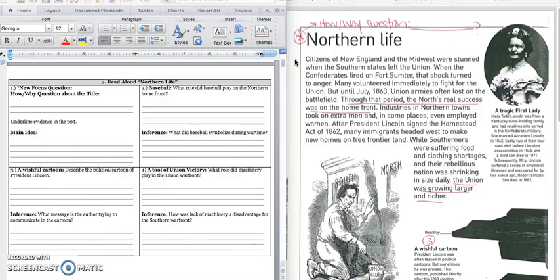Let's read. Citizens of New England and the Midwest are stunned when the Southern states left the Union. When the Confederates fired on Fort Sumter, that shock turned to anger. Many volunteered immediately to fight for the Union. But until July 1863, Union armies often lost on the battlefield. Through that period, the North's real success was on the home front.